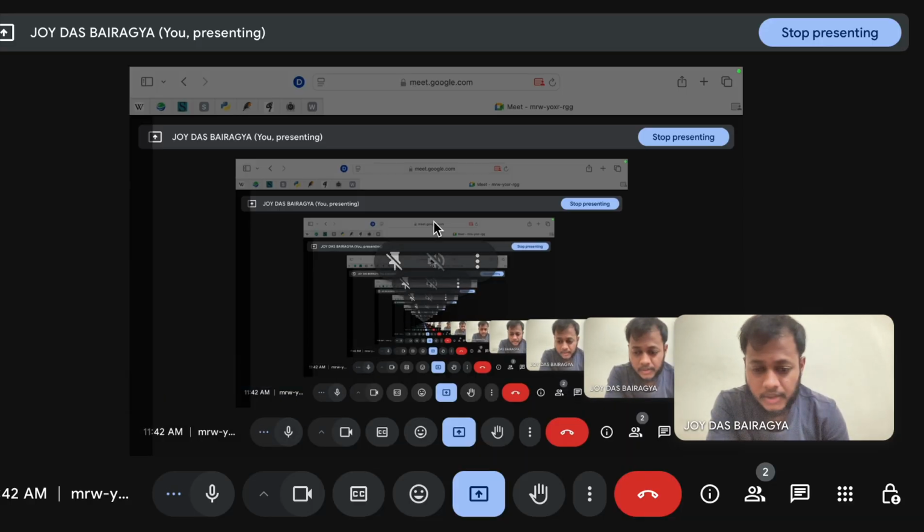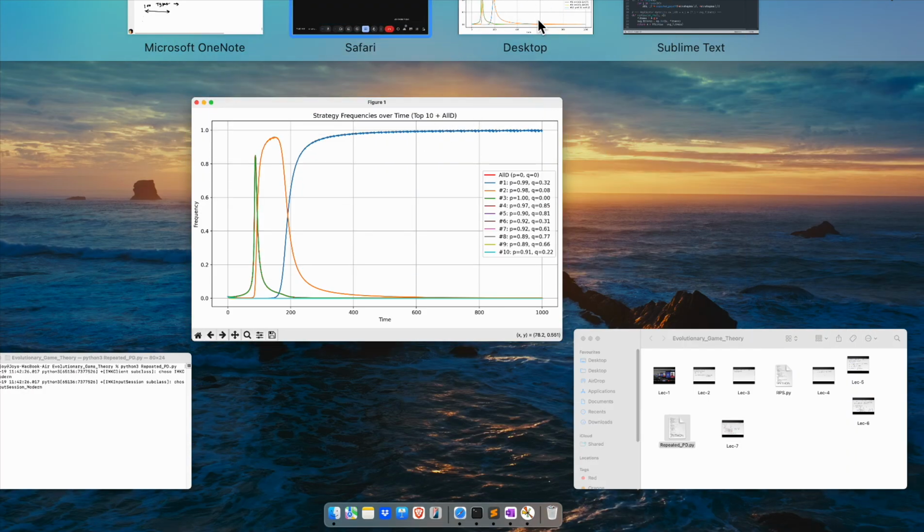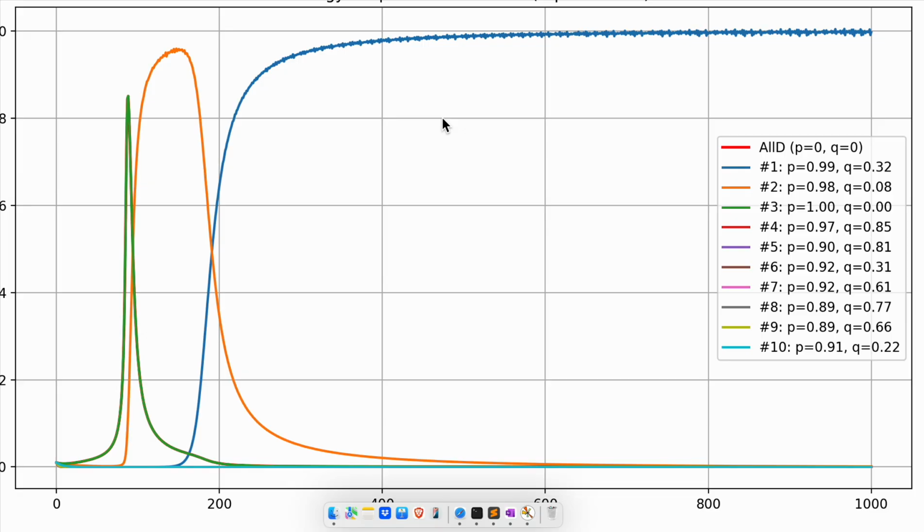Okay, this green one is the TFT strategy, and in the long run the TFT strategy will go extinct. But interestingly, what strategy will take over the whole population? That is nothing but the GTFT.